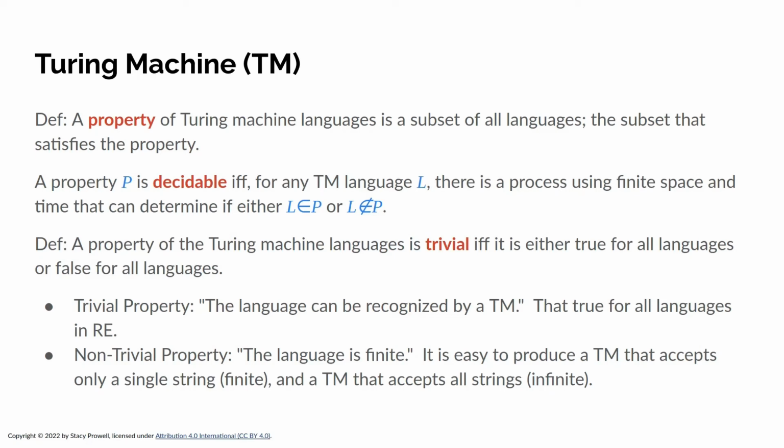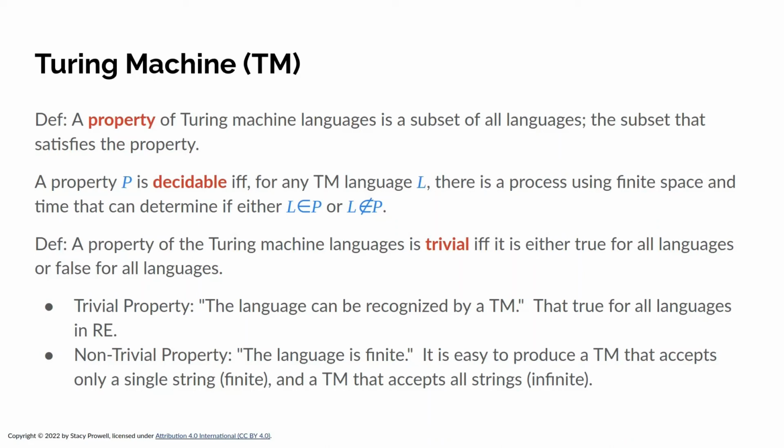A property of Turing machine languages is trivial if it's either true for all languages or false for all languages. So here we go. What's an example of a trivial property? A trivial property of the Turing machine languages is: the language can be recognized by a Turing machine. That's true for all of the languages. So that property is the set of all Turing machine languages.